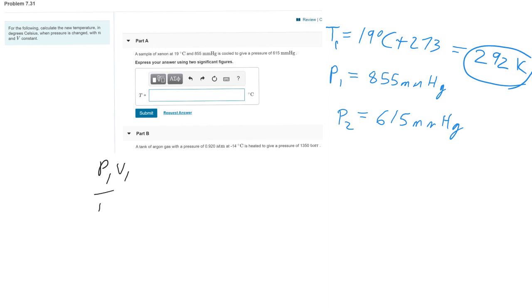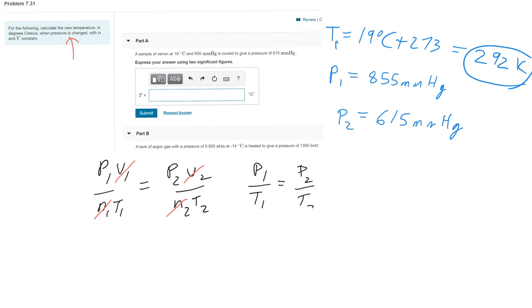P1, V1, N1, T1 equals P2, V2, N2, T2. I know to use this law because I have two pressures. Right away in the problem, they tell us that our number of moles isn't changing and that our volume is constant as well. They tell us that up here. So I can cross out my volume and my number of moles. And when I do so, that gives me P1, T1 equals P2, T2.